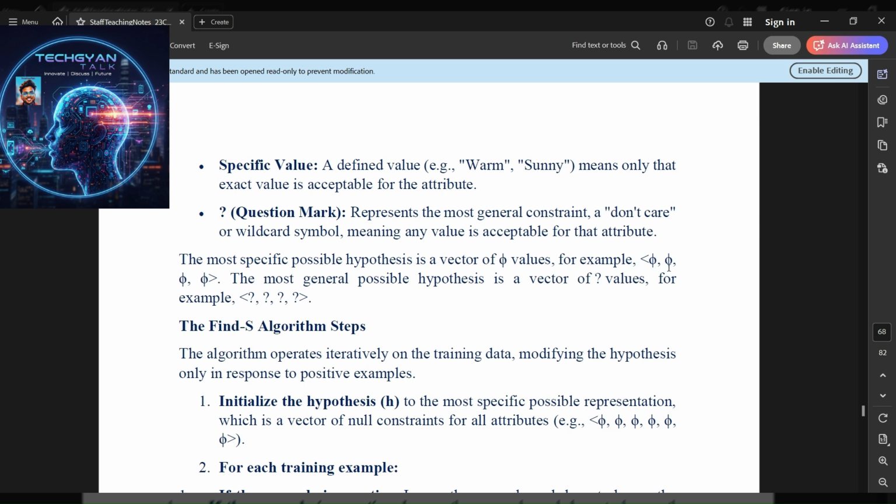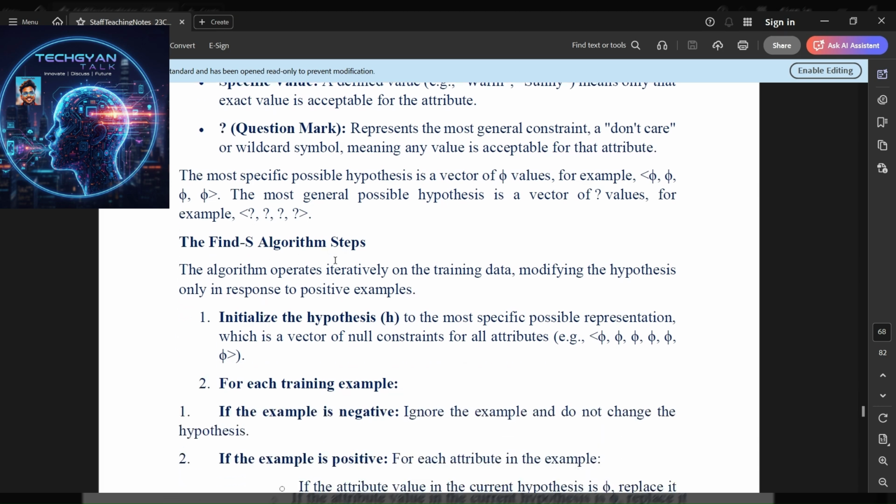For example, 5, comma 5, comma 5, comma 5. The most general possible hypothesis is a vector of question mark values. For example, question mark, comma question mark, comma question mark.